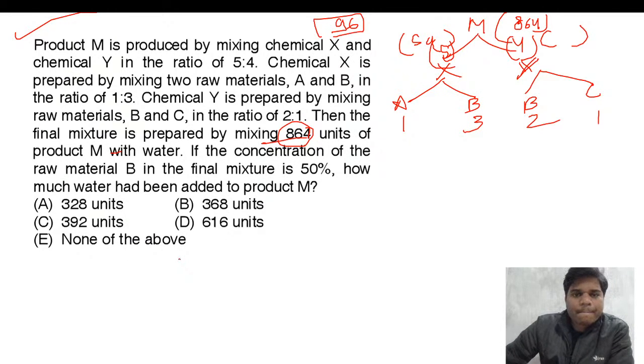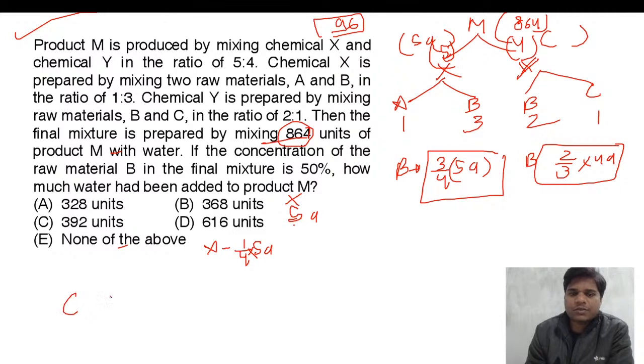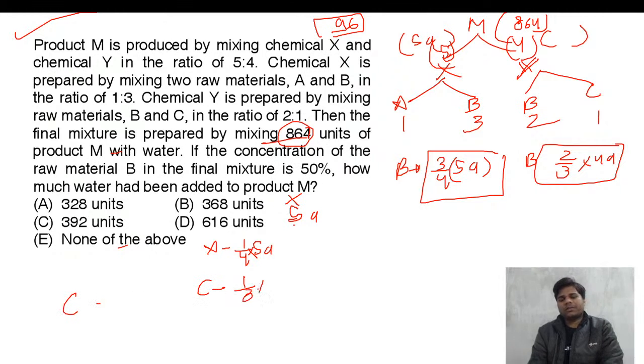What we need to do here? It's so much like branches there. Okay, so let's take 5A. Your product X is 5A. In the 5A, A is 1/4 of 5A. B is your B we need, no? B we need, B 2 times there. So B is 3/4 into 5A. Fine. And B is here 2/3 into 4A. So this much is the total quantity of B. And C is your 1/3 into 5A.